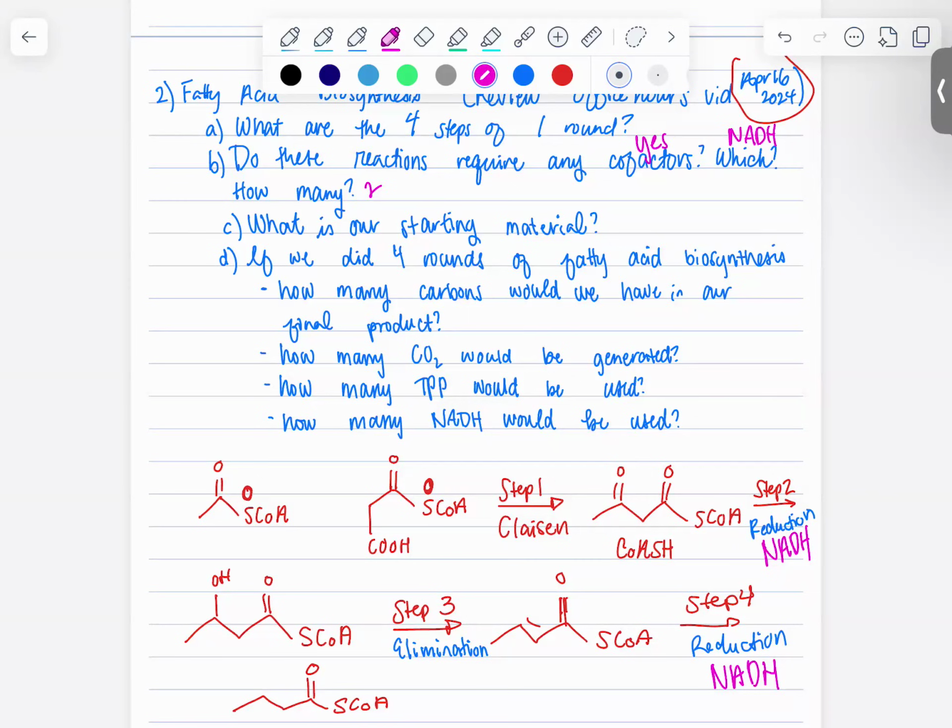Do you guys remember what our starting material is called from our lecture on fatty acid biosynthesis? That's what we'll make. Yes. So we start with acetyl-CoA and malonyl.